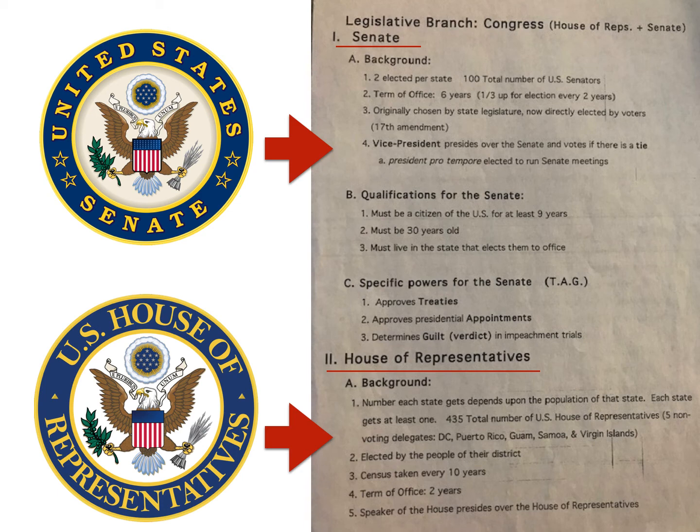The Constitution says that if you're going to be in the House of Representatives, you have to be elected by the people of that district. You have to live in the district. So you can't live in Toledo and be a congressman from Cincinnati. You have to live in that district.